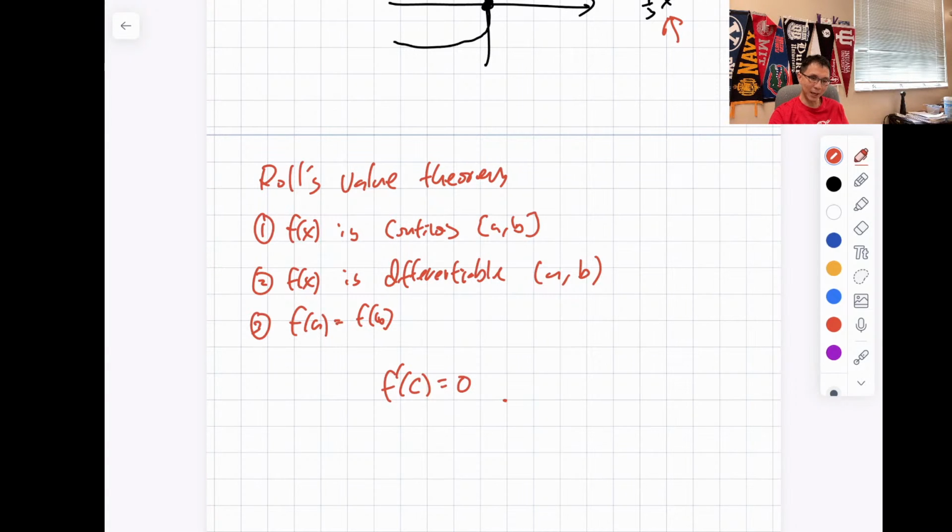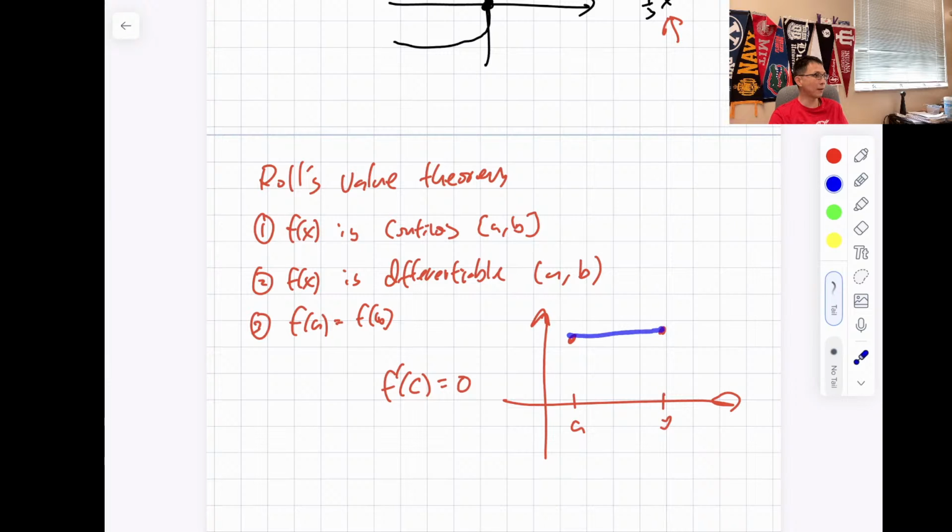Because if you have the same point at a and b, if it's a straight line, f prime of c is 0. Even the simplest differentiable and continuous function could be a straight line. But you know that not all functions are going to be straight lines. But they have to have the same output at a and b. If they are the same, somehow in the middle, the slope has to be equal to 0.